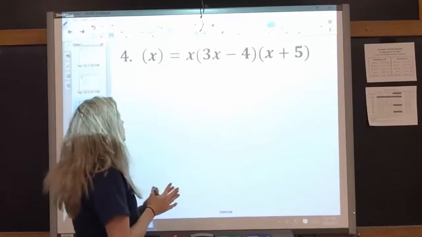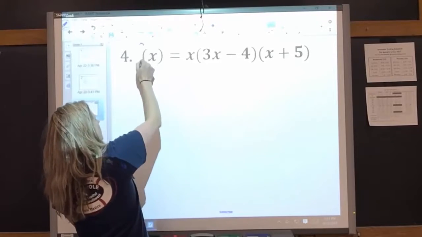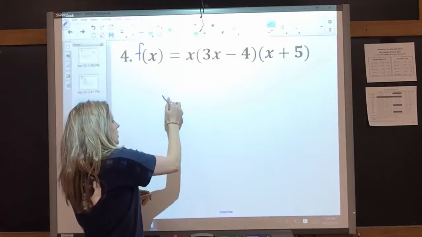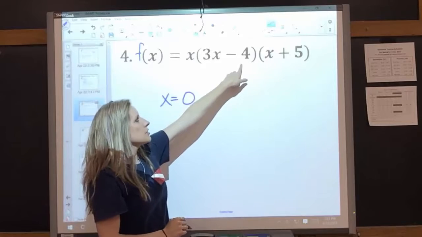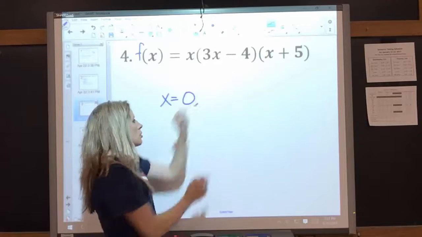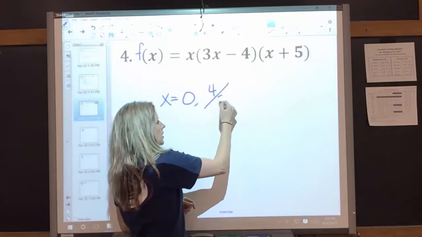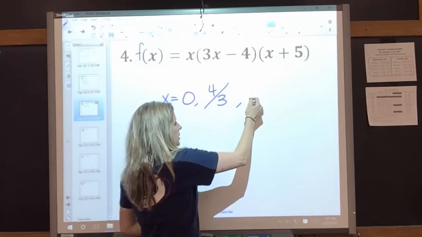All right, so on number 4, let's just say f of x. But my first solution, x equals 0. My second solution, I'm going to take the opposite of -4. Okay, so positive 4 over whatever's in front. So 4/3. And then my last 0 would be -5.